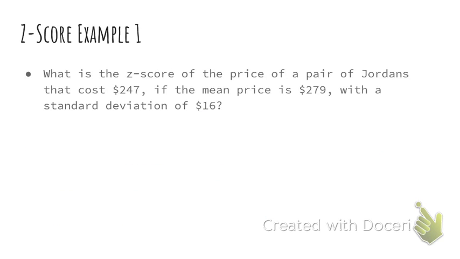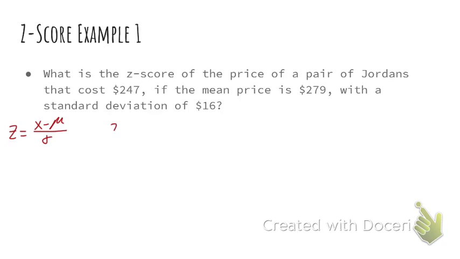Okay, so now we're going to do three mathematical examples to make sure we're all on the same page. So if I copy the formula down real quick, it's x minus mu over sigma. Remember that the mu means mean, and the sigma, or the weird-looking r, means standard deviation. So when I look at this, it says, what is the z-score of the price of a pair of Jordans that cost $247 if the mean price is $279 with a standard deviation of 16?